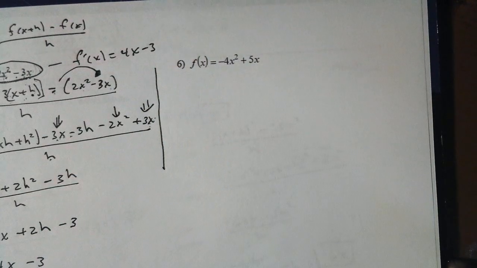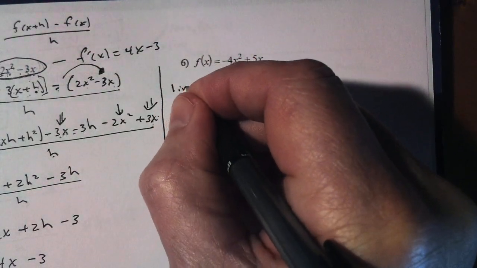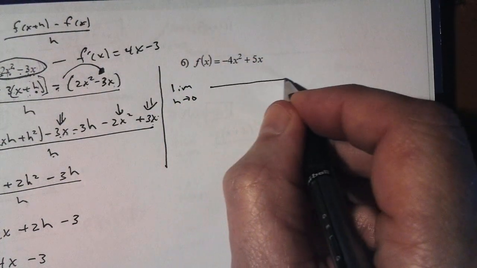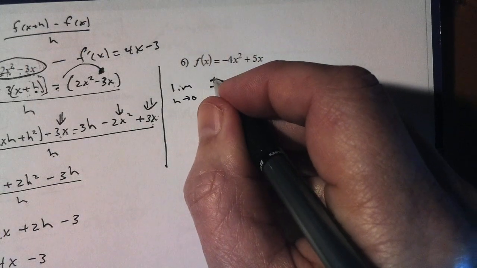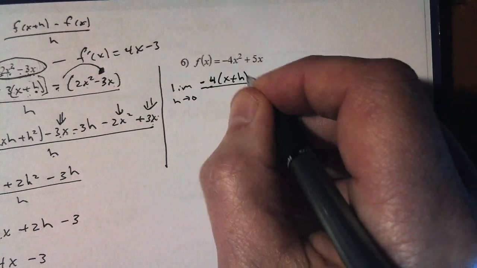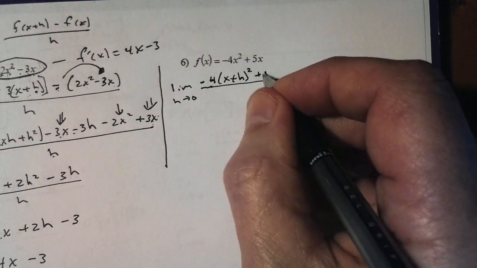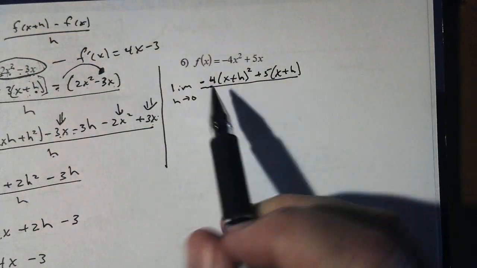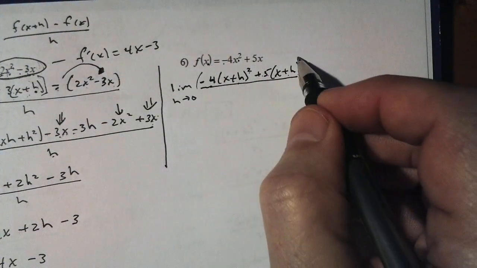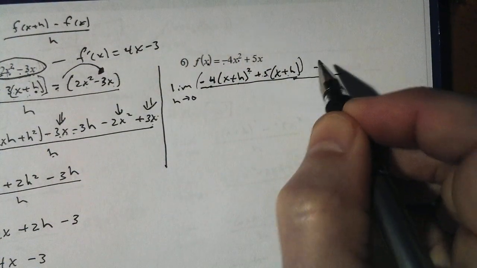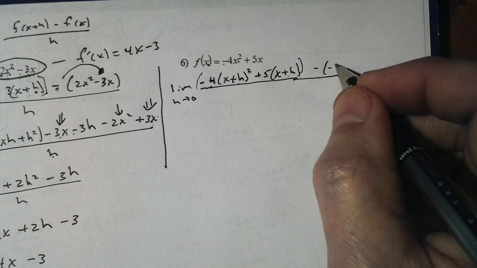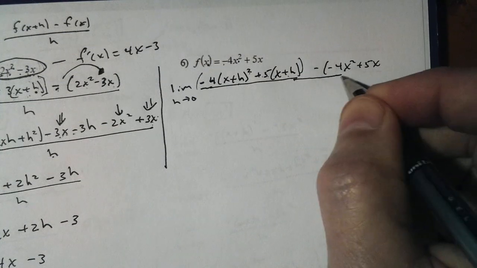Welcome back. Going to continue to write small here. Looking for the limit as h approaches 0 of f of x plus h. That's negative 4 times x plus h squared plus 5 times x plus h. f is a factor that takes things, squares them, multiplies by 4, and adds 5 times the thing. So that's like our first term. Minus f of x. f of x is negative 4x squared plus 5x.